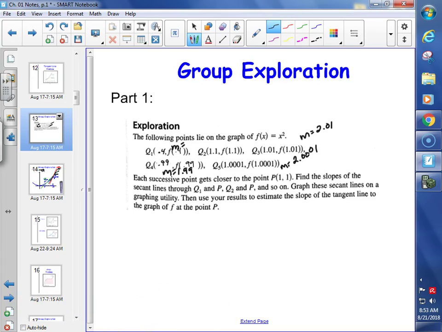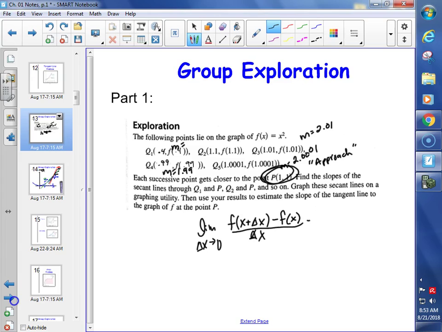You could solve by hand multiple points, getting closer and closer to the point of tangency. And you could think about, what would be the limit as the points get closer? The change in y over change in x seem to be 2. And what is 2? The slope of the tangent line. The slope of the tangent line is the derivative. Okay, we'll put it all together in group exploration number 2 tomorrow. If you guys want, you can copy it into your notes.